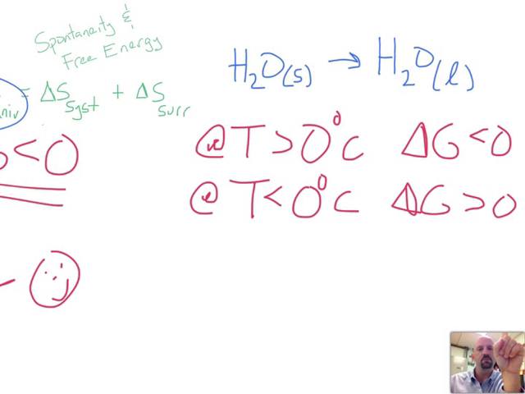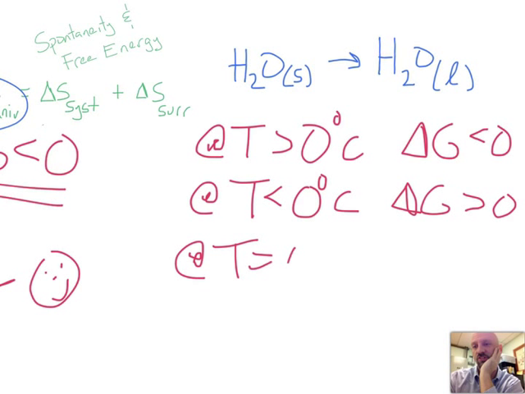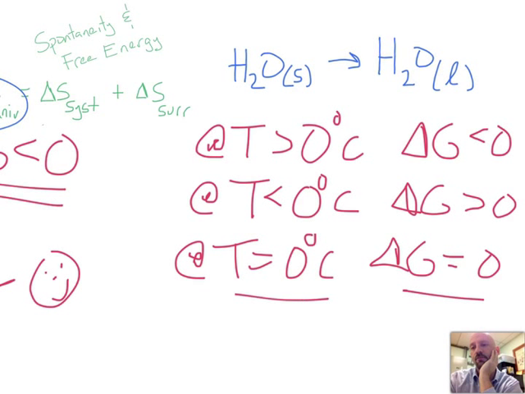Now there's one temperature that's going to be a special case for this particular reaction. What's that one temperature? Did you say 0? You're right. Okay. So at temperature equal to 0 degrees, what's going to be the value for delta G? It's negative at T greater than 0. It's positive at T less than 0. So what do you think it's going to be at 0? That's right. Delta G is going to be equal to 0 at, for this reaction, temperature equals 0 degrees Celsius. So what does that mean?